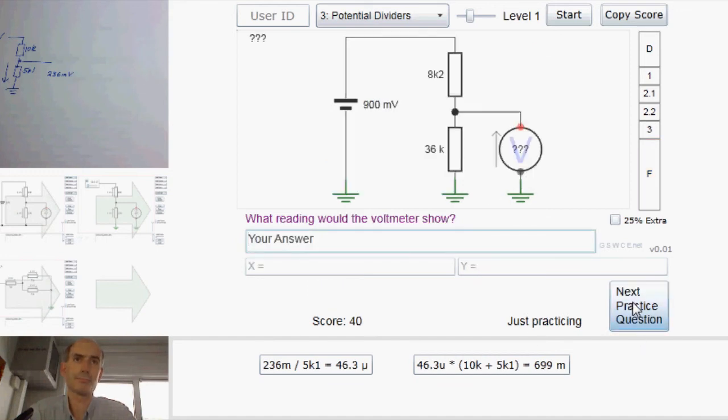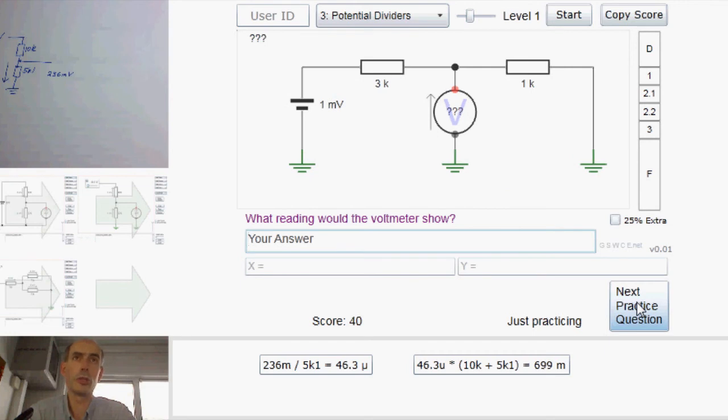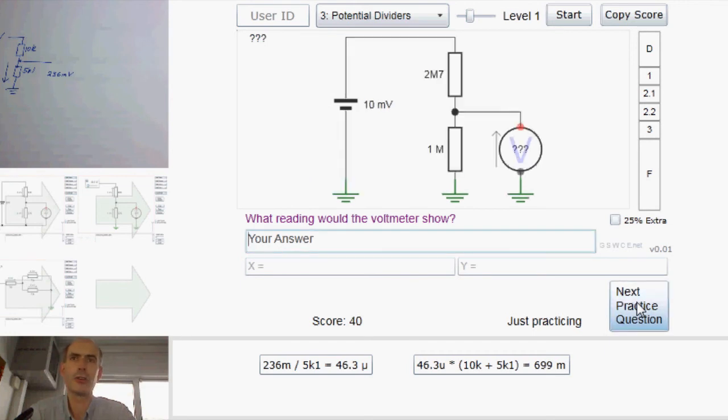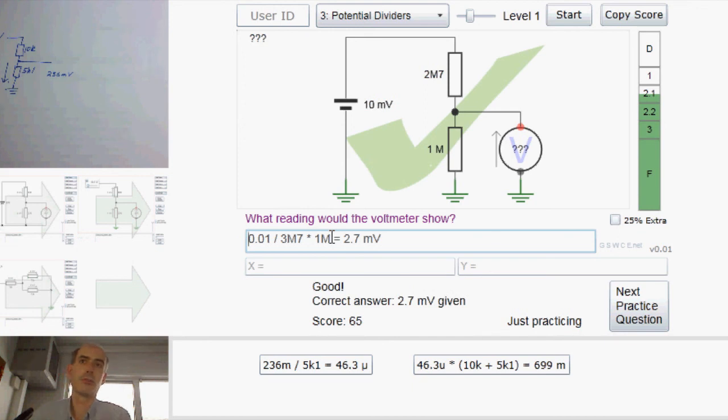And there's a few that will look slightly unfamiliar because the circuit is drawn in slightly different ways to confuse you, but this one is in fact a very straightforward one. 10 millivolts divided by the total resistance, which would be 3 meg 7 multiplied by 1 meg, 2.7 millivolts, etc. That should get you started with the potential divider equations.